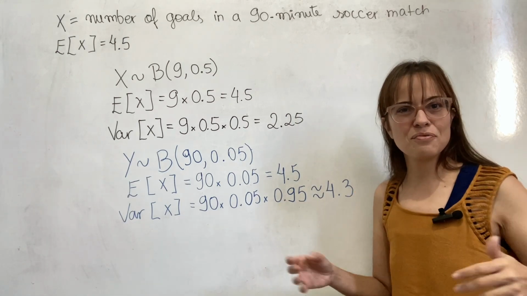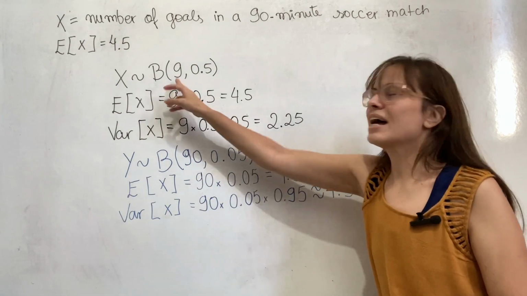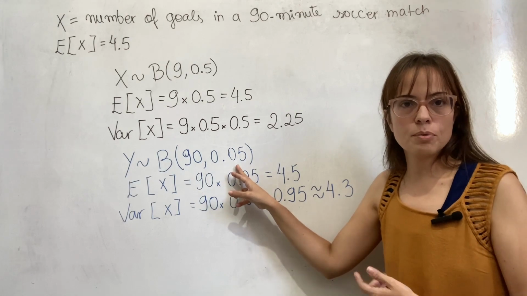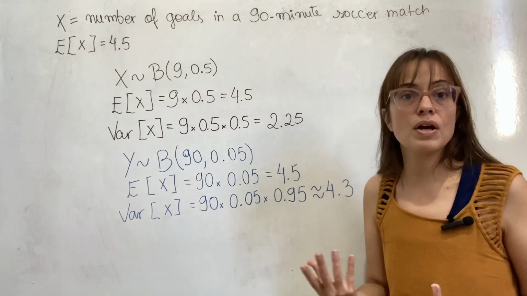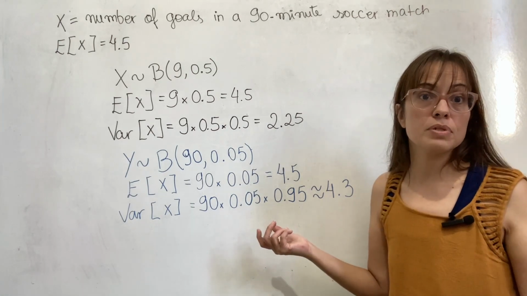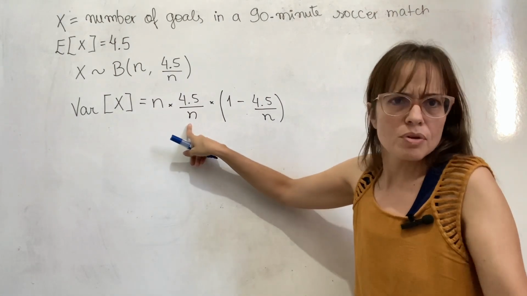And after this philosophy session, what I'm going to do is try to do this in general, okay? Instead of 9 or 18 or 90, I'm going to put n, and then instead of a fixed number here, I'm going to put 4.5 divided by n, because then the expected value is going to stay at 4.5, and we'll calculate the variance and see what happens. Okay, so here it is. Obviously, the n's are going to cancel out. That was done on purpose.